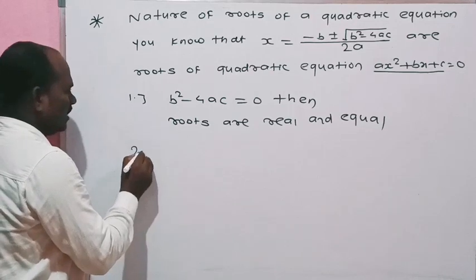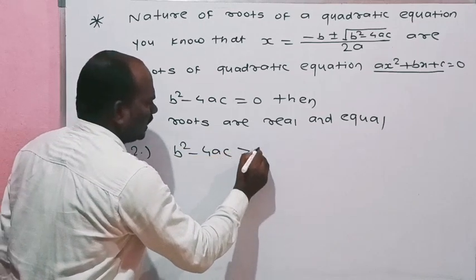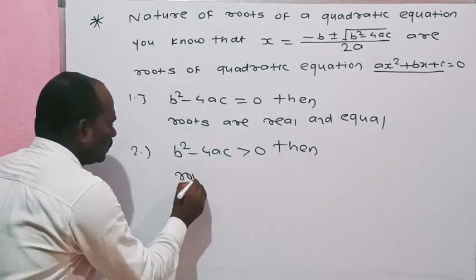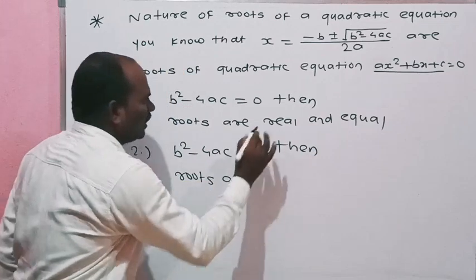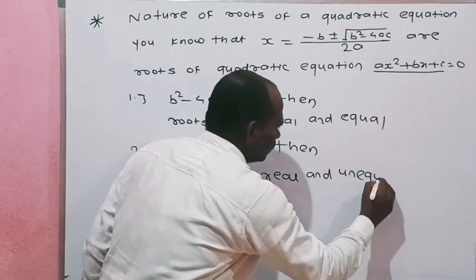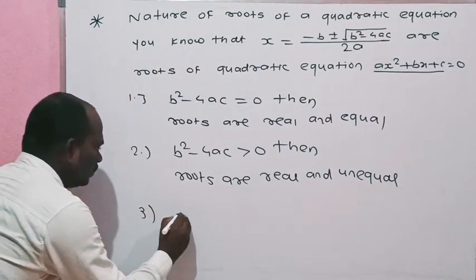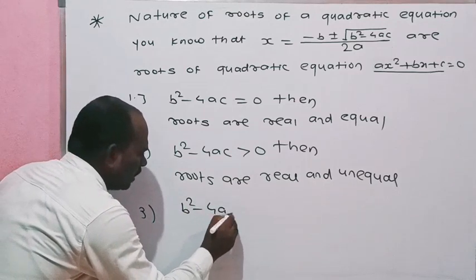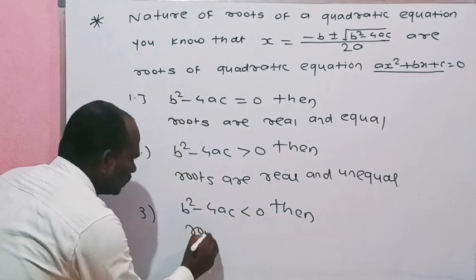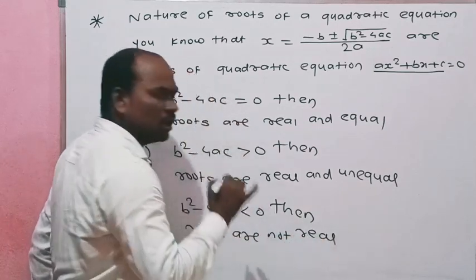Now the second condition: if b square minus 4ac is greater than 0, then roots are real and unequal. Then the third condition: if b square minus 4ac is less than 0, then roots are not real.